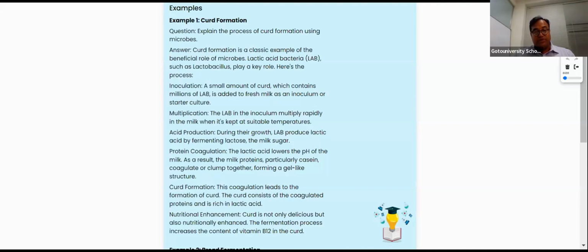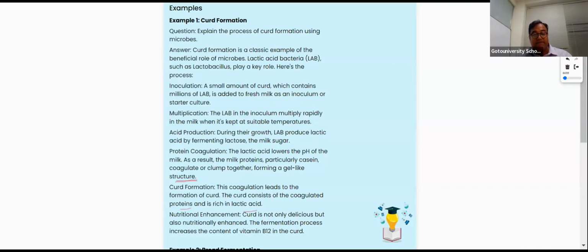Like this, we already told you. In this, the milk protein casein is coagulated, forming a gel-like structure. This protein we used to call whey protein. We know the whey protein has high value in giving protein supplementation. The curd is rich in protein as well as lactic acid, but nutritionally enhanced.